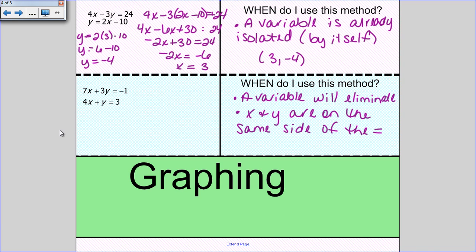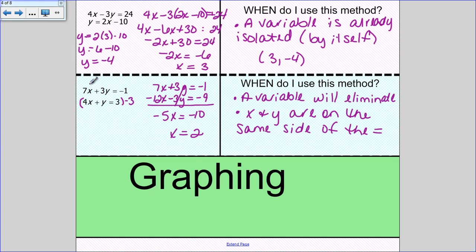You will see that on both equations I have x and y on the same side of the equal sign. Now a variable does not automatically eliminate, but if you look at this bottom equation, I can easily turn this y into a negative 3y. All I have to do is multiply this equation by negative 3. So my top equation stayed the same, and my bottom equation multiplied by negative 3 becomes negative 12x minus 3y equals negative 9. And so I can add these up.